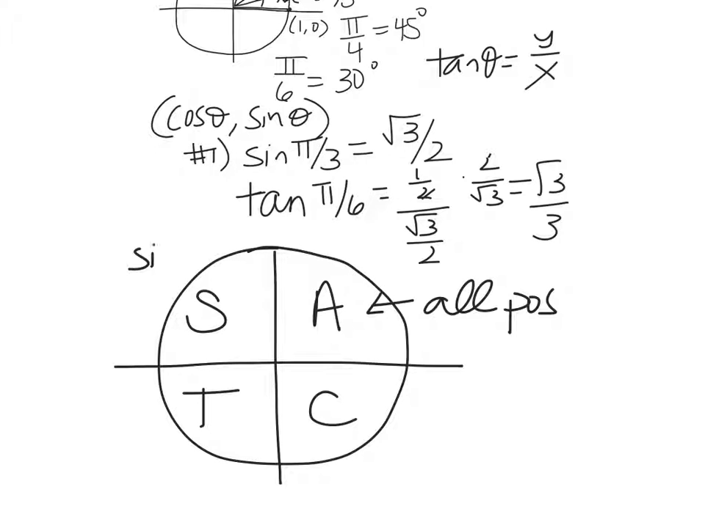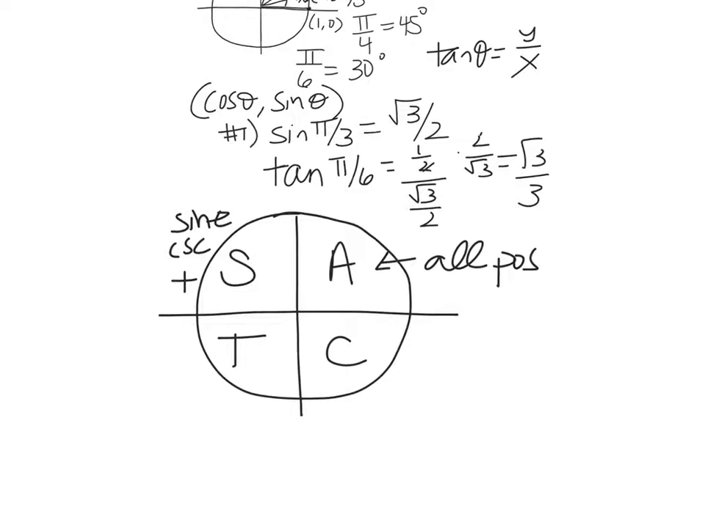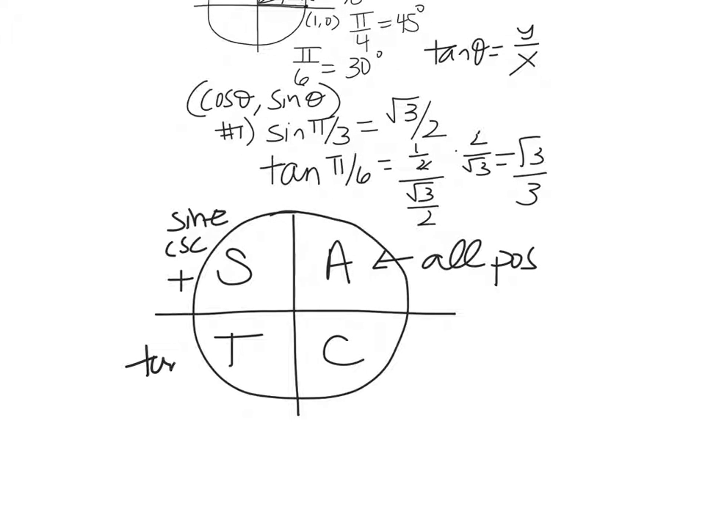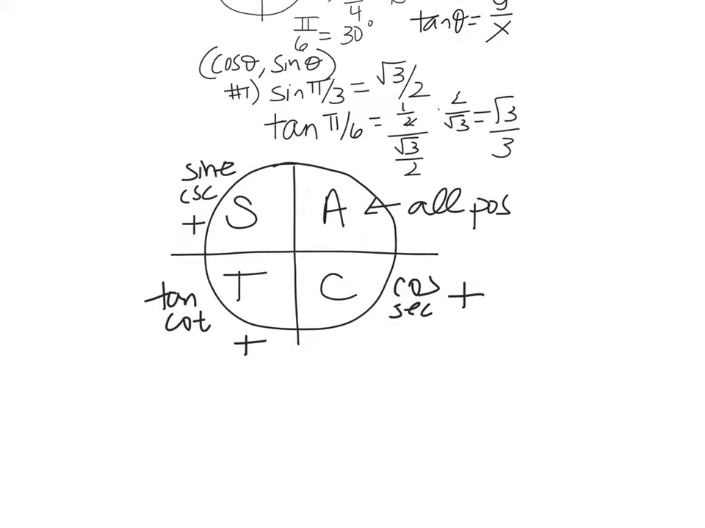Sine and cosecant are positive in quadrant 2. Tangent and cotangent, see, the reciprocal functions always go with them, are positive here. And then cosine and secant are positive there. So for example, if I wanted to find number 2. So finding these, or evaluating your trig functions in quadrant 1, is not that bad.